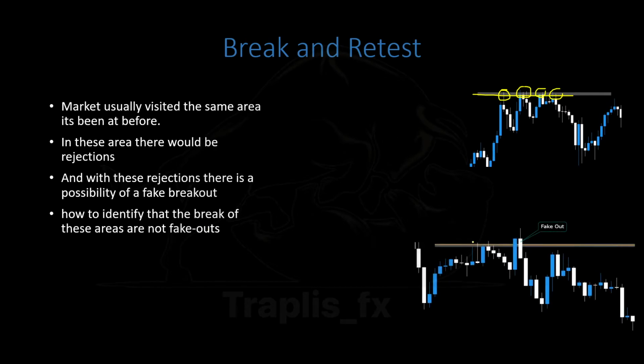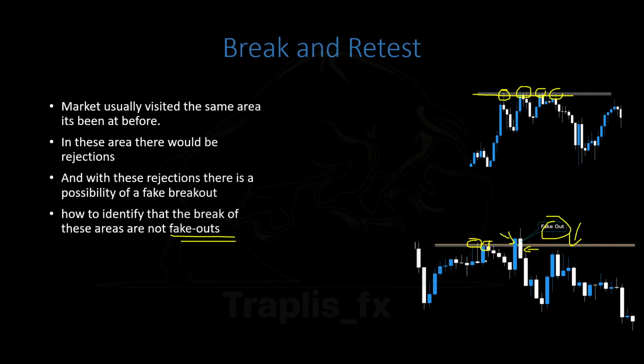If we look at this, you can see price came, rejected again here, and rejected again. It did break eventually, but the break didn't stay. Why? Because price failed to stay above the level. If price fails to stay above the level and breaks down again, that's what we call a fake out.